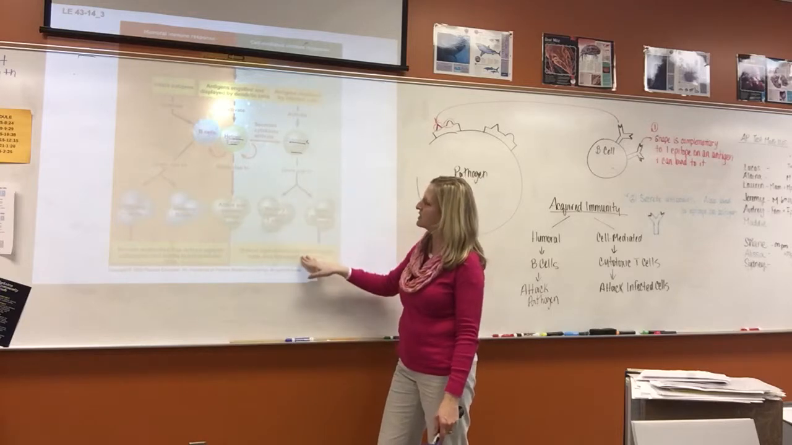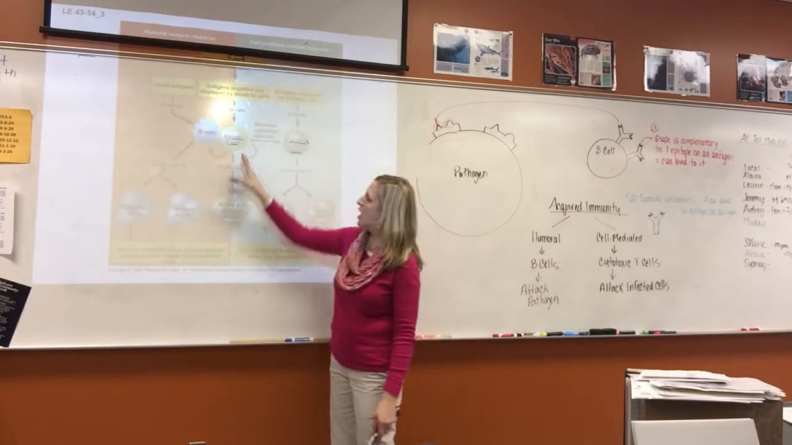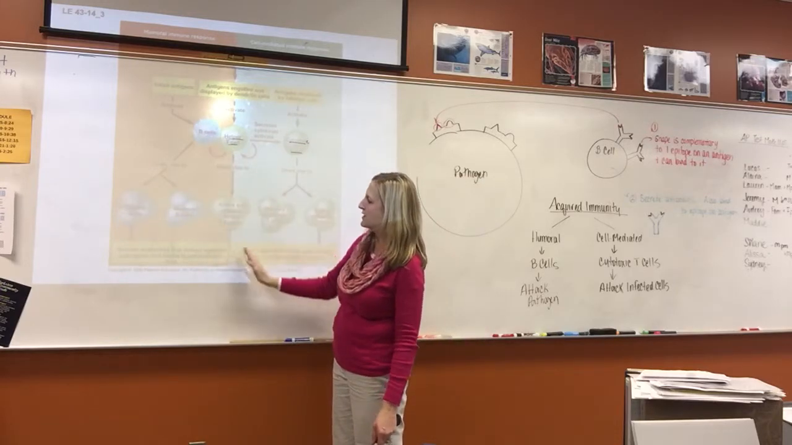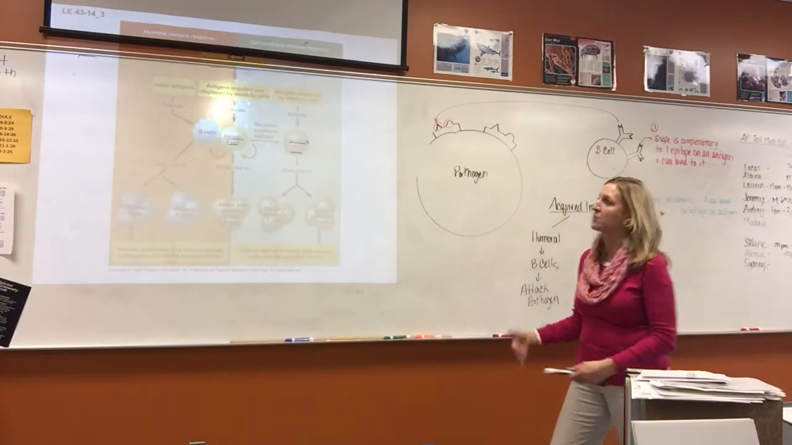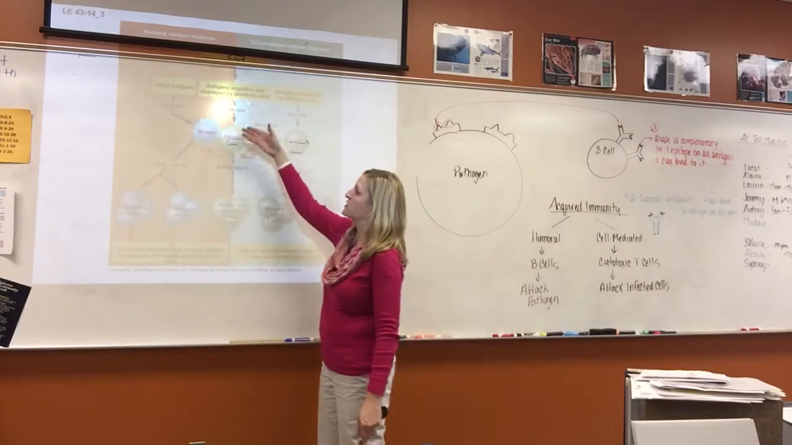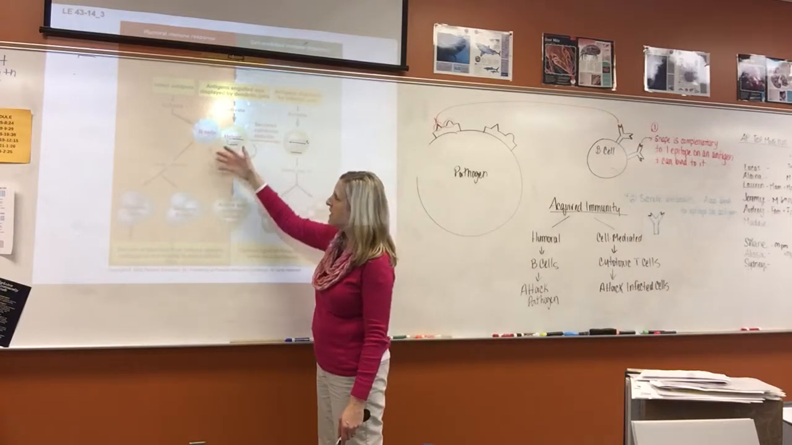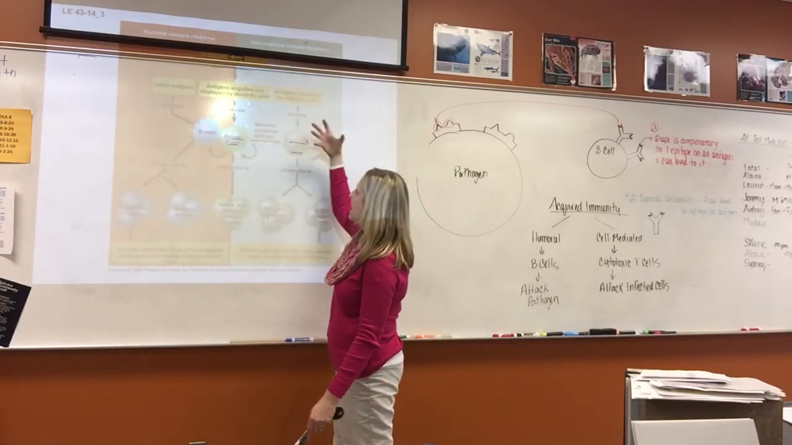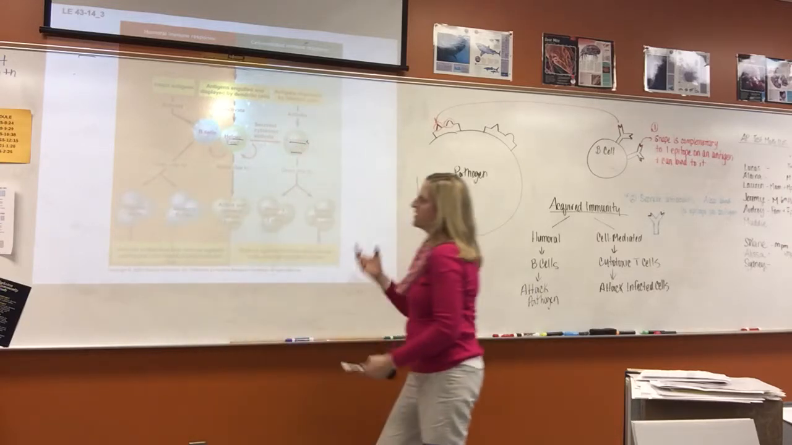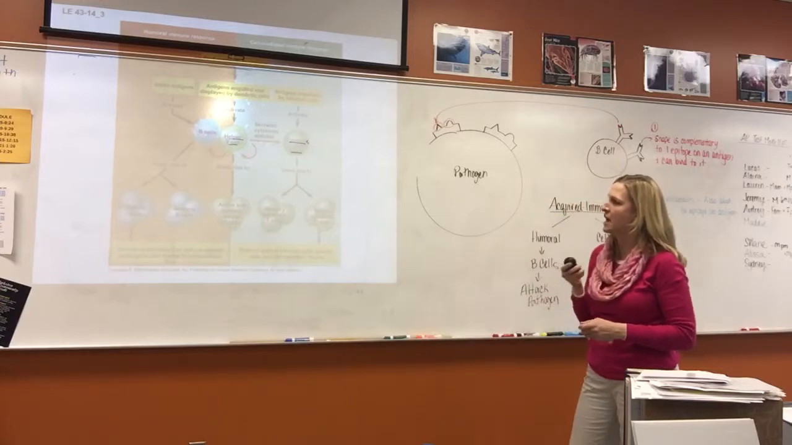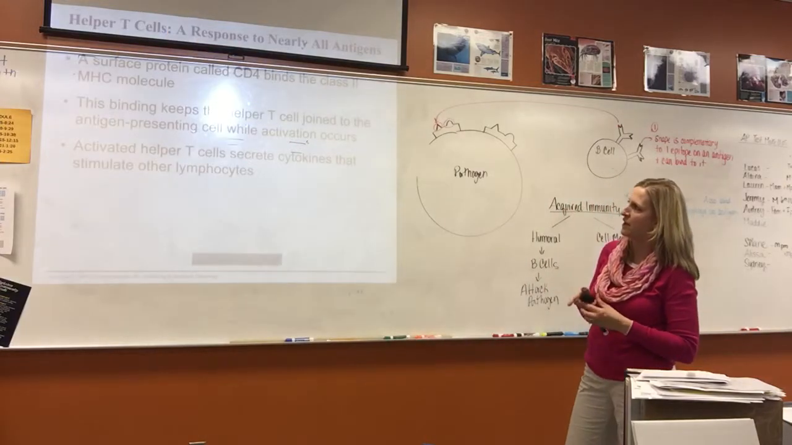The cytotoxic T cells help with this part. Notice the helper T cells don't do anything directly to actually defend your body. What they do is help or support other cells. So they support B cells, and they support cytotoxic T cells so that they can do these two things. And so we're going to start with the helper T cells and look to see how they help.